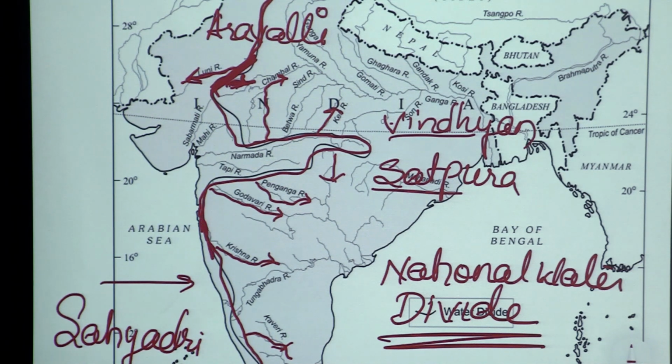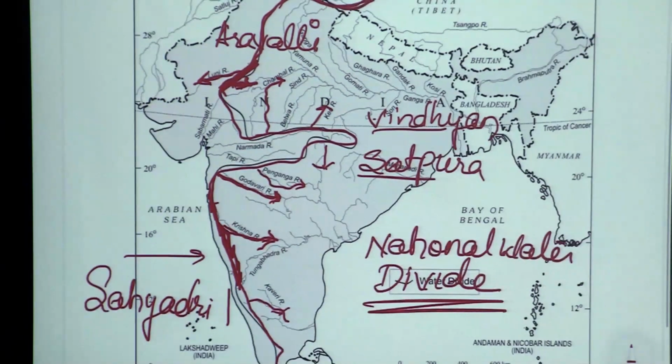And Sahyadri, the Western Ghats, forms the boundary line between the big east-flowing peninsular rivers and the small west-flowing ones, which is not visible here. So, we will be talking about it in detail later. So, national water divide. What is a national water divide?